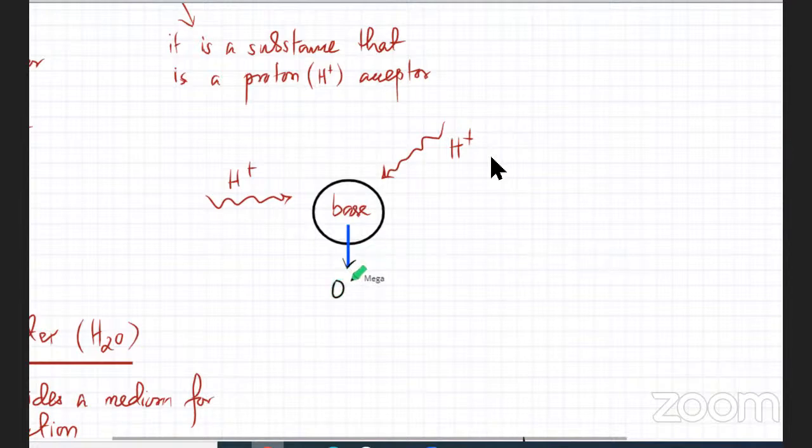So oxides are really good bases because they always accept H+ ions. If there are H+ ions around, they're going to attract those H+ ions and they're going to turn into water. So oxides, that's one. They like to accept H+ ions. Hydroxides are another one. They are also very good bases. They also tend to attract H+ ions, and when they attract H+1 ions, those turn into water.